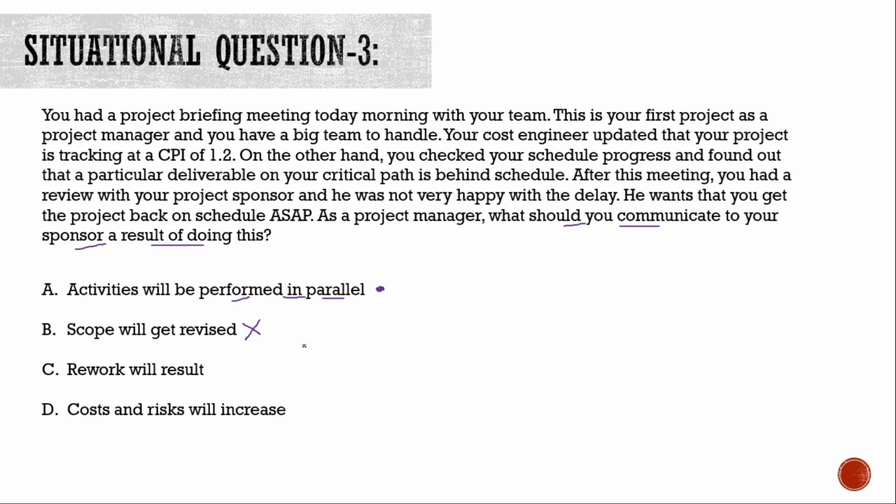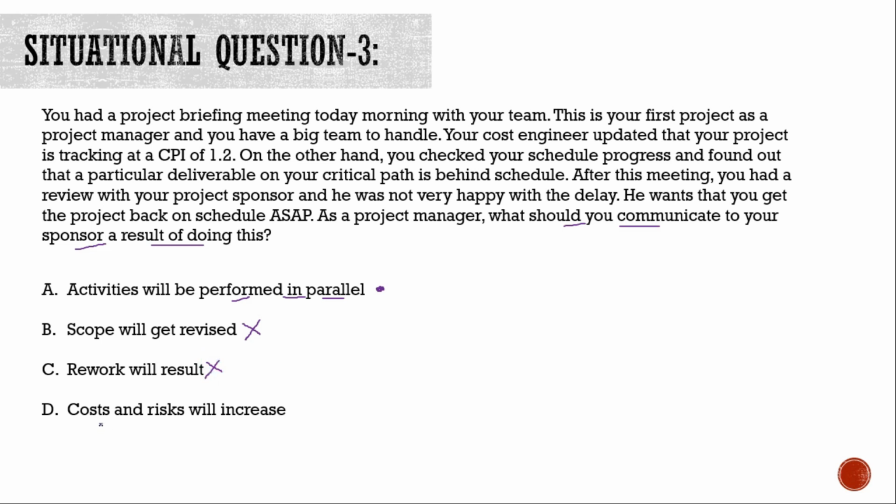Option C, rework will result. Now this is a very broad option, guys. It doesn't really say what kind of rework will result, and essentially if you are trying to expedite a project, that does not necessarily mean that rework will always result. Okay, you can still accelerate a project without resulting in any rework if you plan it meticulously. So it does not have to be necessarily true that whenever you accelerate a project, reworks will result. So this is also a quite broad option, and that is why we eliminate option C as well.